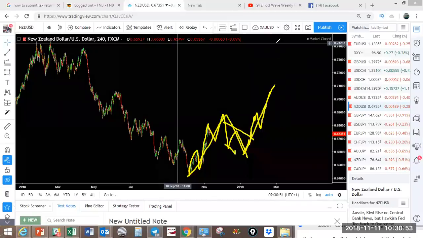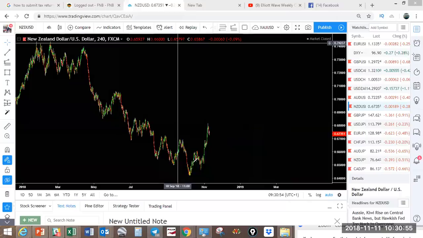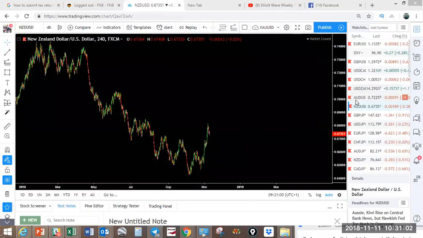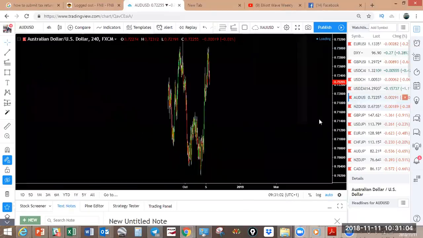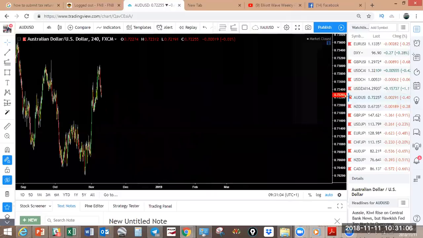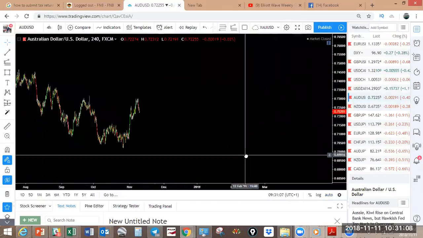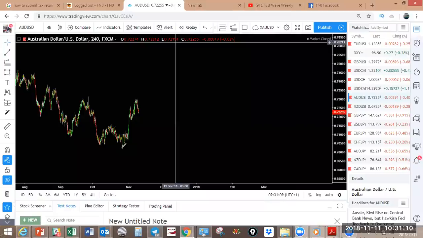So let's keep an eye on how this one plays out. We've made a very strong impulse here, so we'll look out for one more to the upside. Michelle, if I just revert back once to AUD, just so you can look at this structure, AUD has made the same thing as well. The AUD has already completed those 5 waves, so that's why we're expecting New Zealand to do the same.